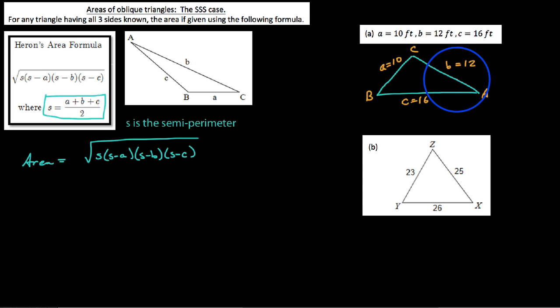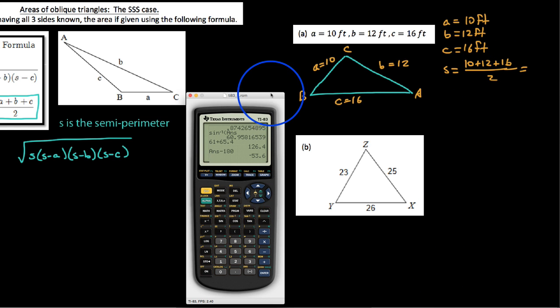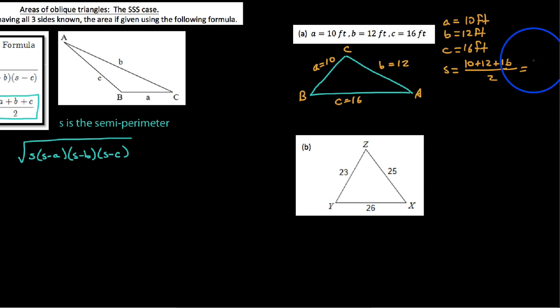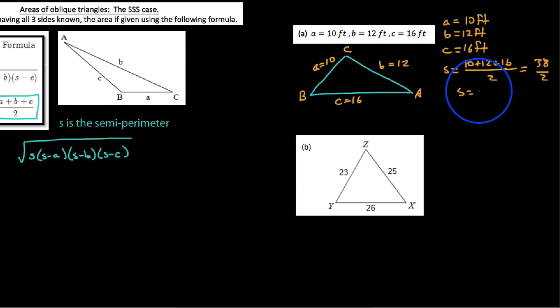Now we want to find the area of this. The first thing we need to find is s. If A is 10 feet, B is 12 feet, and C is 16 feet, then we get 10 feet plus 12 feet plus 16 feet all over 2. Let's get a calculator going. 10 plus 12 plus 16 is 38, and 38 over 2 is 19. So our s here is 19.